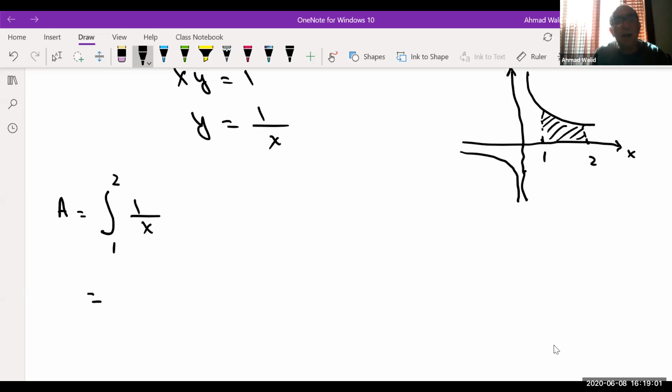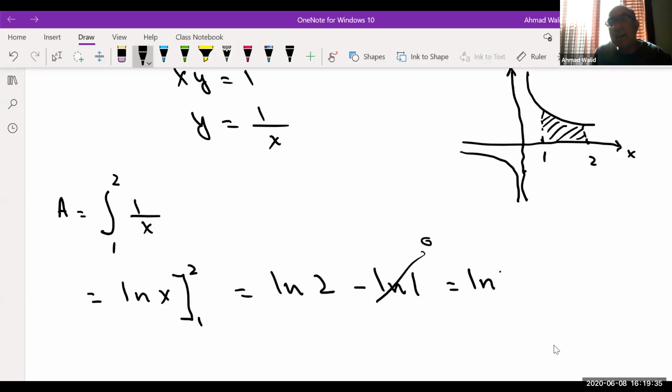We know that the integral of 1 over x is ln x, from 1 to 2. Now, plug in the upper limit and plug in the lower limit, you will end up with ln of 2 minus ln of 1. ln of 1 is 0. It means your answer is ln 2.